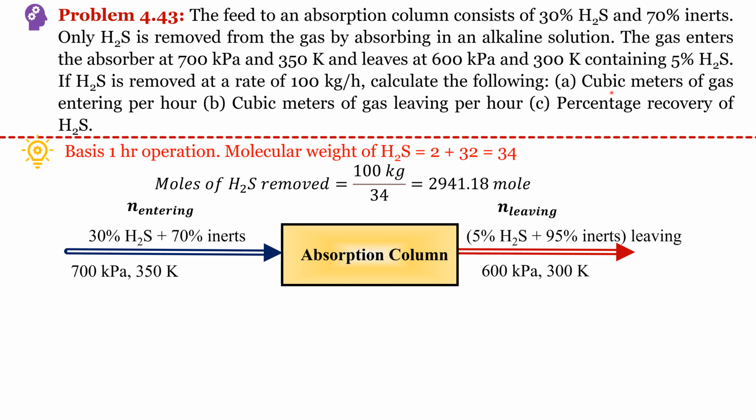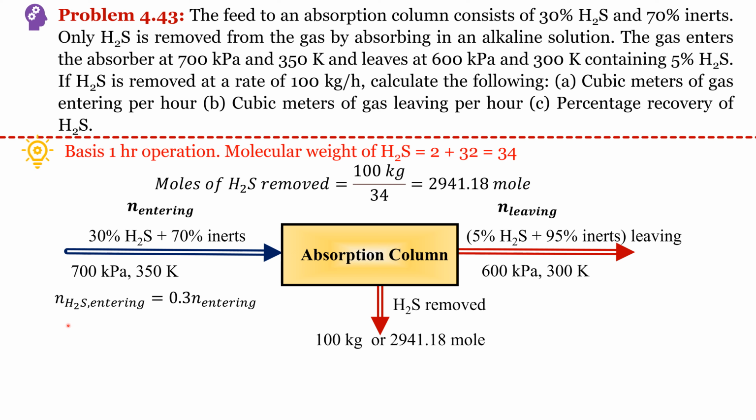Now in part A, we need to estimate the cubic meters of gas entering per hour. In this case, the temperature and pressure are known, and if the volume had been given, then we would have used the ideal gas equation, but this is not the case. So what we will do is the mole balance for H2S and inerts. And further it is also given that H2S is removed, and we have already estimated the moles of H2S removed.